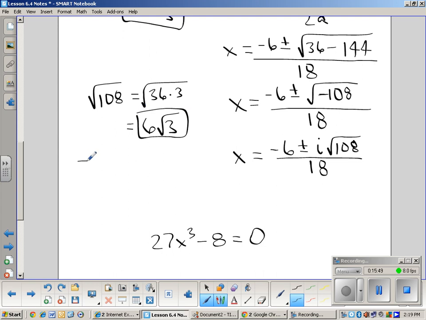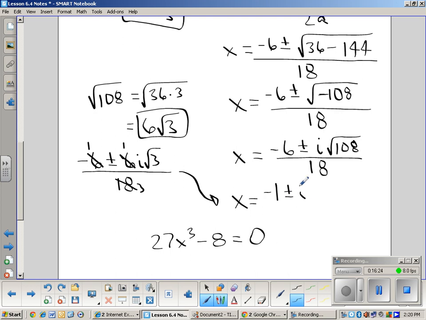Now why is that helpful? Because 6, 6 and 18 all have a what in them? A 3. Yes, they do. They all have a 6 in them, don't they? And they go in here once, and 3 times. And so the more simplified, the more appropriate answer that you'll find in the book is going to say negative 1 plus or minus i square root of 3 over 3.